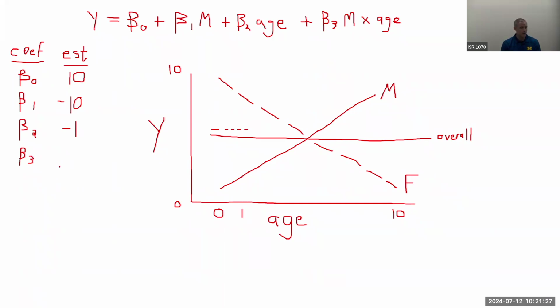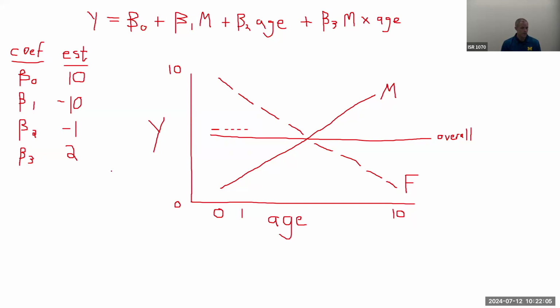Okay, what do we see in the picture? What's the slope for males? Positive 1. So what's the change? 2. Right? So the estimate of this interaction coefficient is 2, because that's the change in the slope for males relative to females. Okay, the big mistake here, that is not the slope for males. That is the mistake that you 100% want to avoid when interpreting models with interactions.